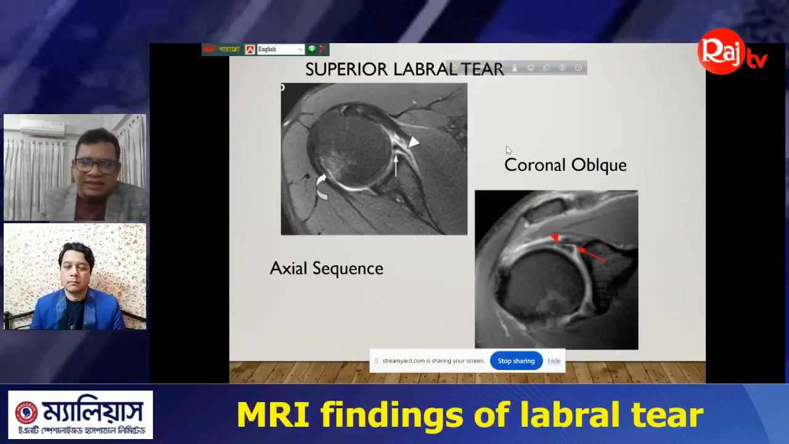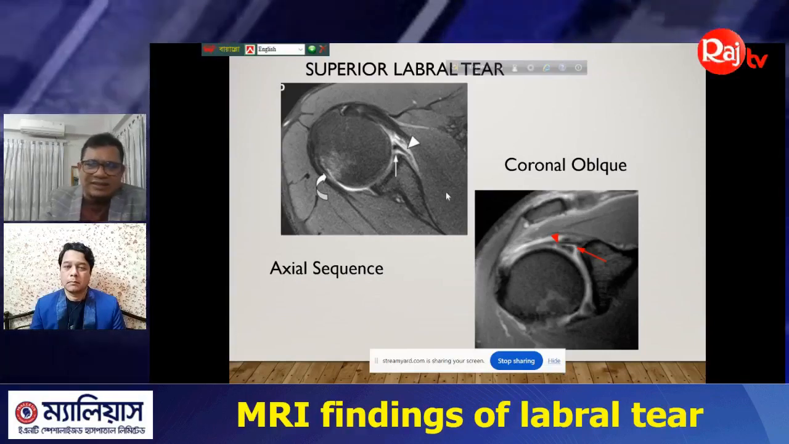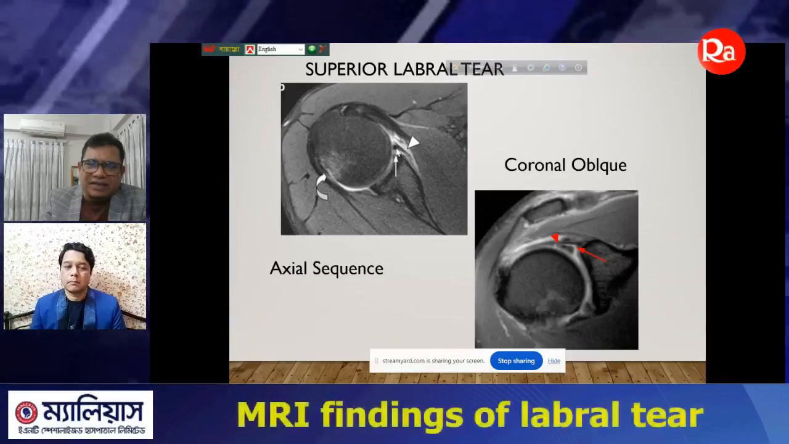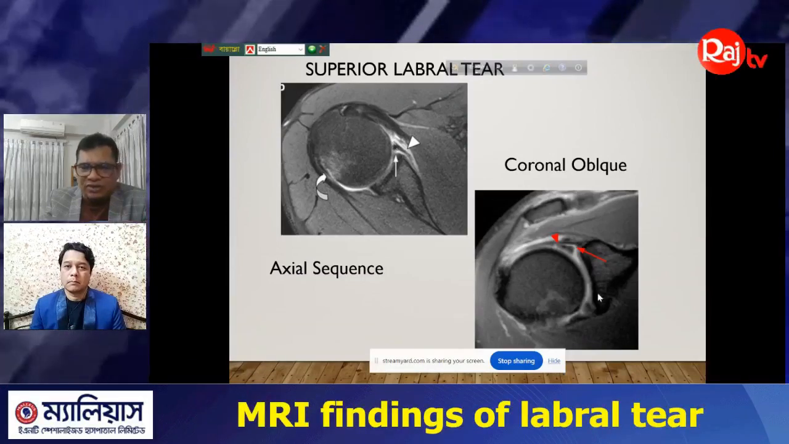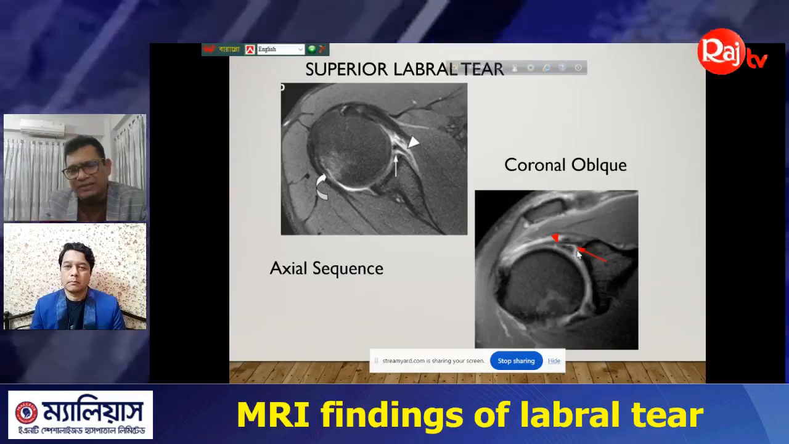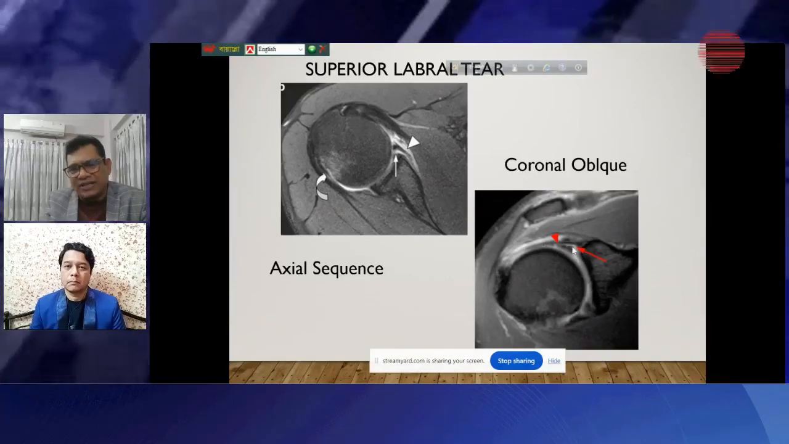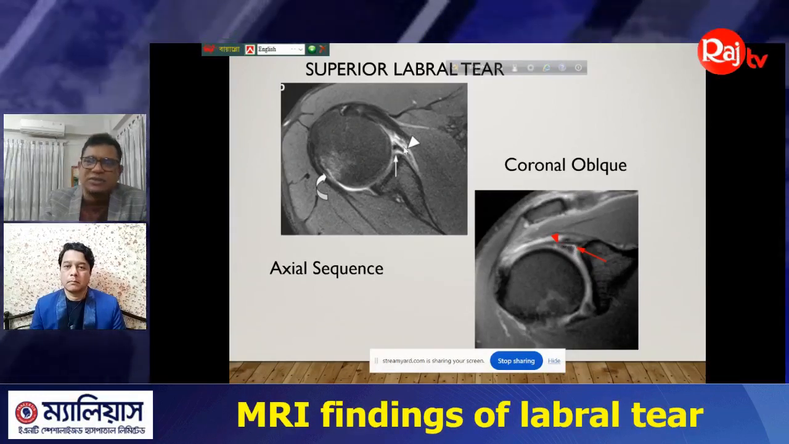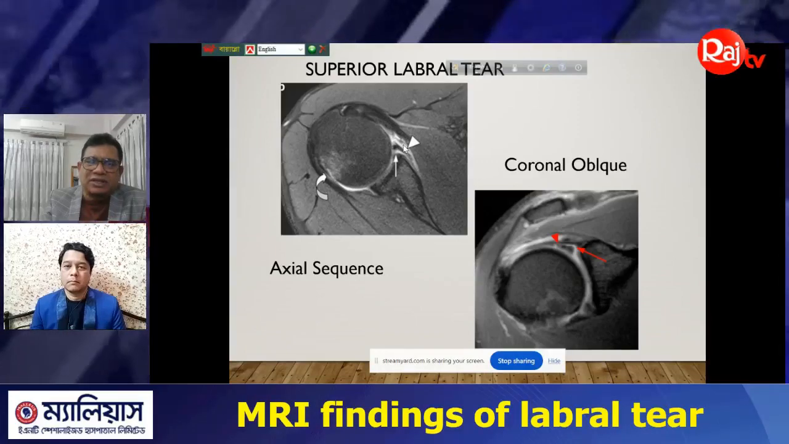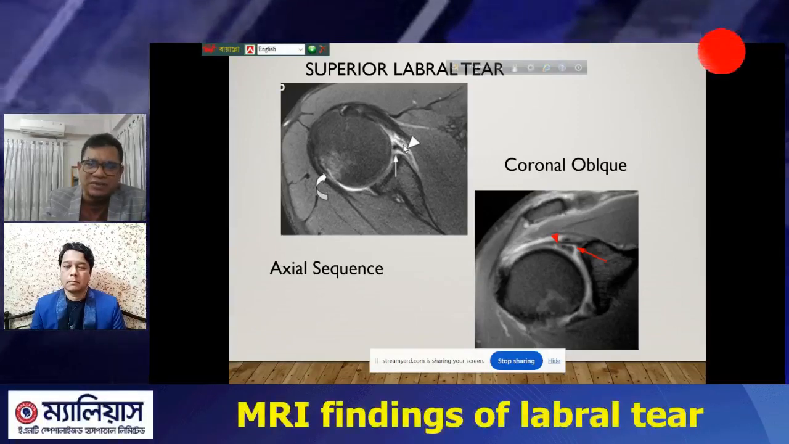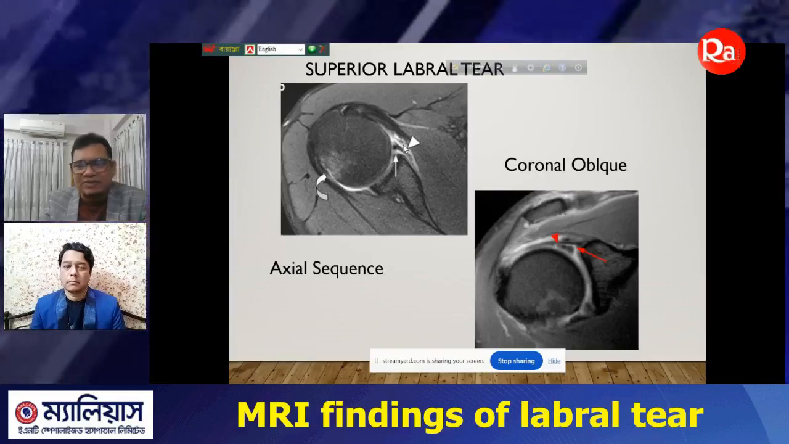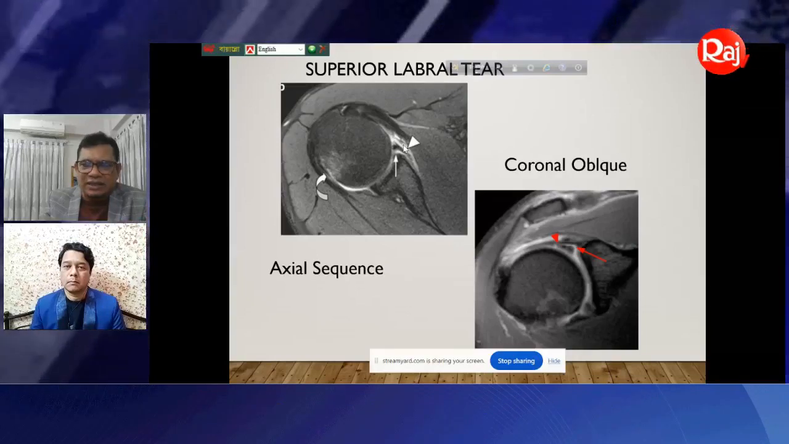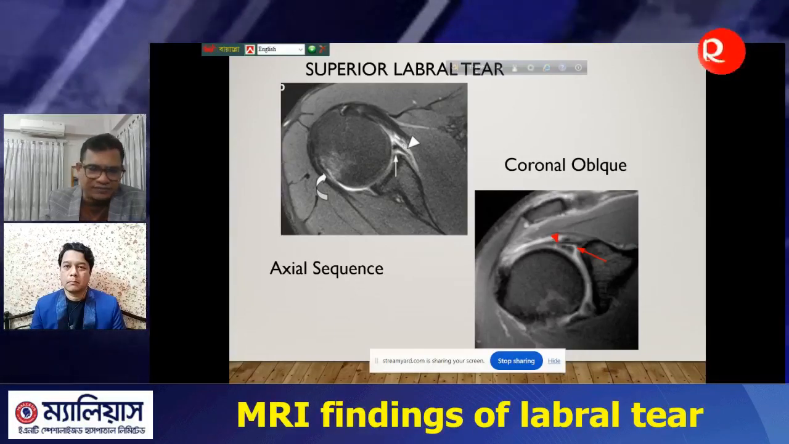And again, there is another slide. We can see there is a labral tear, superior labral, either anterior or posterior. In the coronal oblique view, we can see this is a posteriorly directed superior labral tear. So this labral tear is posterior. So in a superior labral anterior posterior tear, sometimes it may be posterior, sometimes it may be anterior, or sometimes as a whole, a superior labral tear, anterior and posterior.